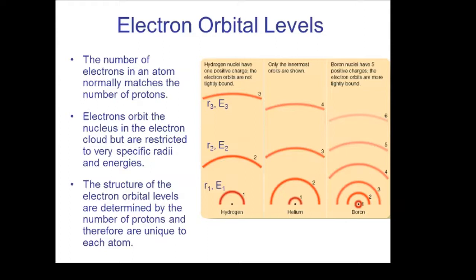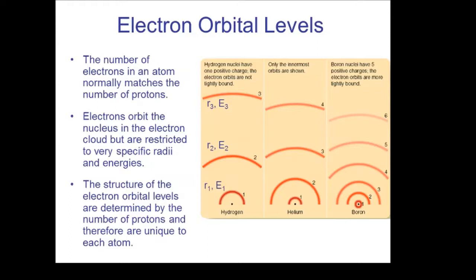So let's go through each point here. The number of electrons in an atom normally matches the number of protons. All right, so you've got carbon, 6 protons, 6 electrons. The electrons orbit the nucleus in the electron cloud, but they are restricted to very specific radii and energies.